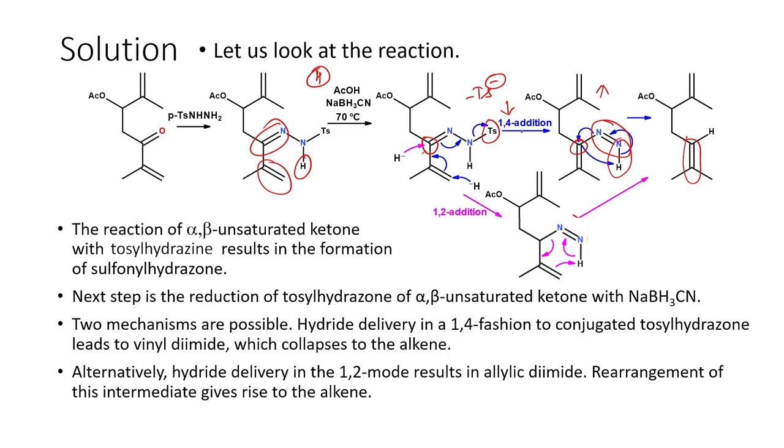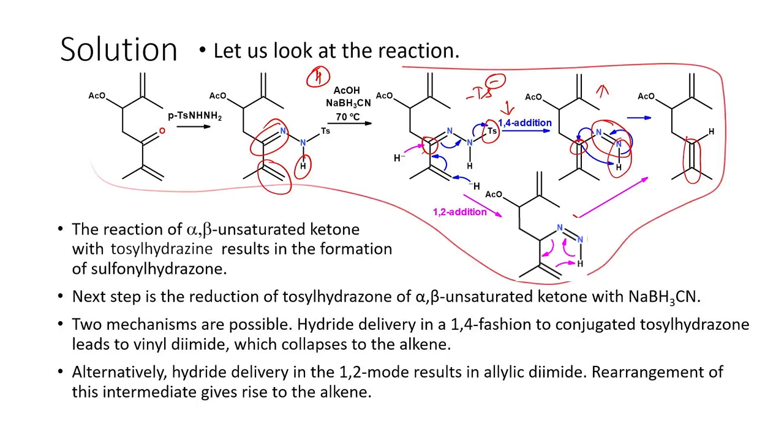So whether it follows the 1,2 addition or 1,4 addition, both options are possible, but in both cases we end up with the same alkene. So in other words, in many cases, it will be very difficult to prove that this particular reaction proceeds exclusively via 1,4 addition or by 1,2 addition, but combined we can say we get the same product. So the product formation can be explained either by 1,2 addition or 1,4 addition. So this is how this reaction leads to the final product.